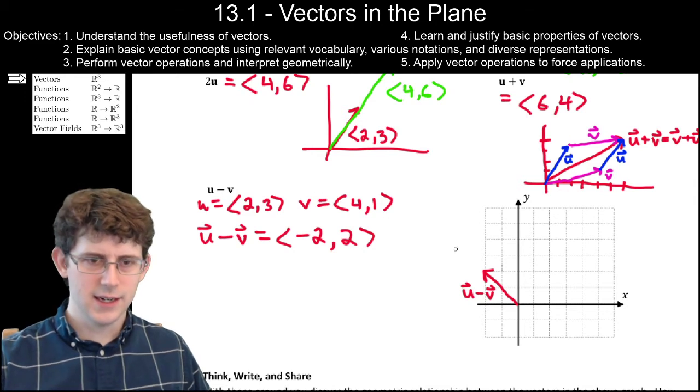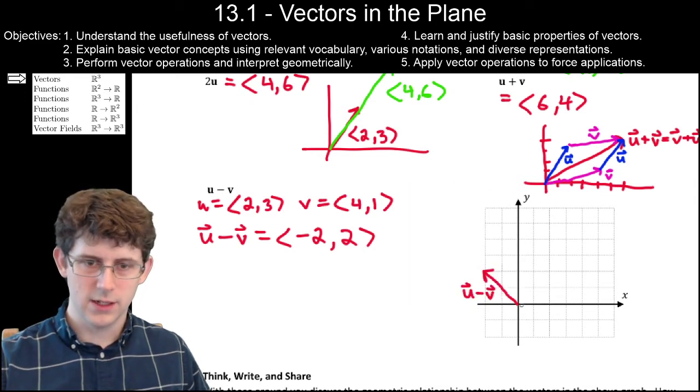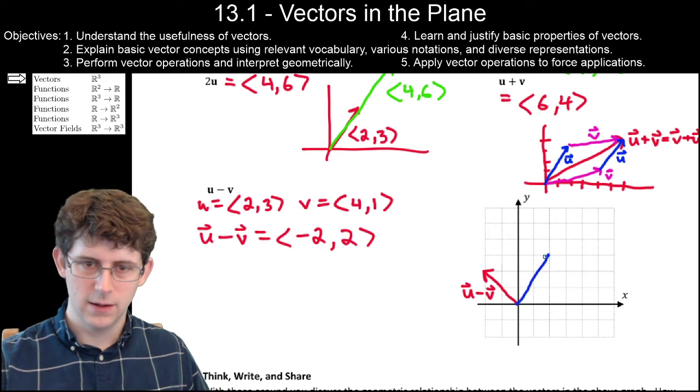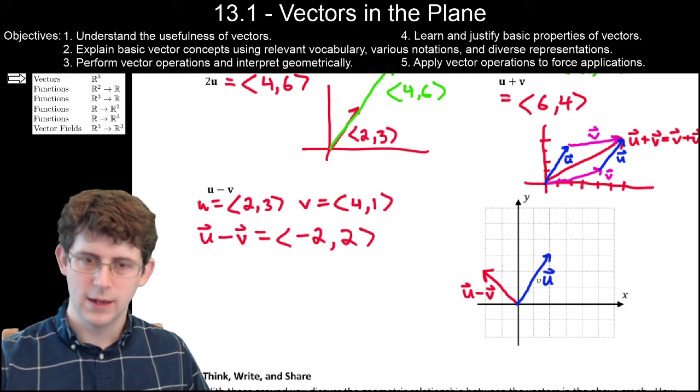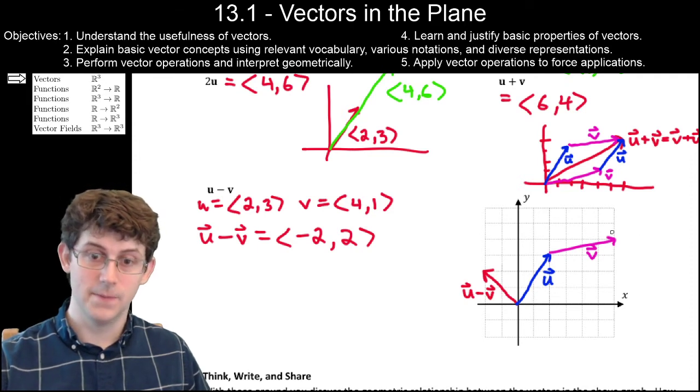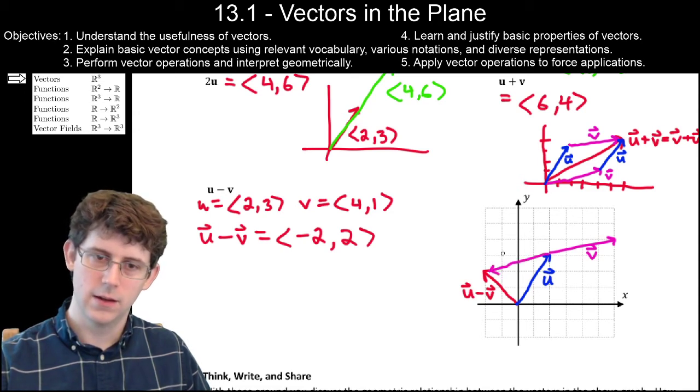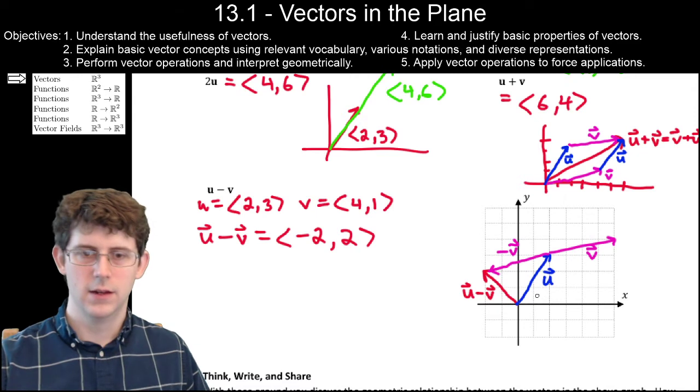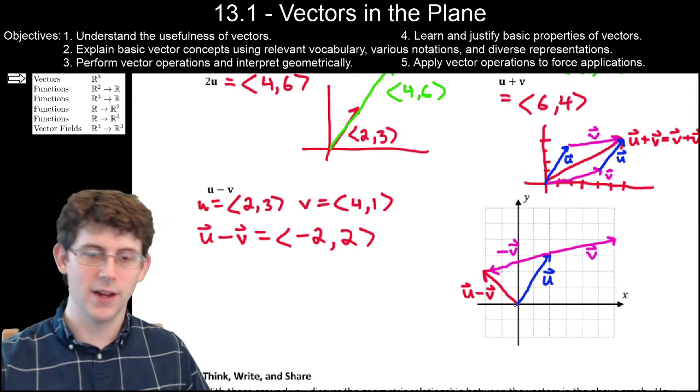To do this, start by going in the direction u. So you go over 2, up 3. And then v would head off in this direction, over 4, up 1. So u plus v is out over here. But u minus v instead takes v and flips it around backwards. Go left 4 and down 1. So here's u minus v. You end up over here, and that means you can draw the resultant vector u minus v this way.